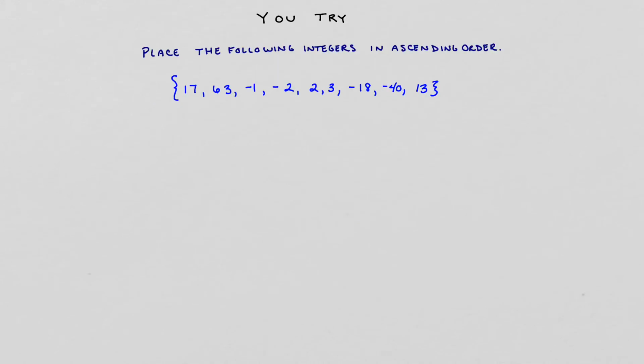For your question, I want you to take the set that includes positive 17, positive 63, negative 1, negative 2, positive 2, positive 3, negative 18, negative 40, and positive 13. And I want you to put these in ascending order. Use whatever method you feel confident with.